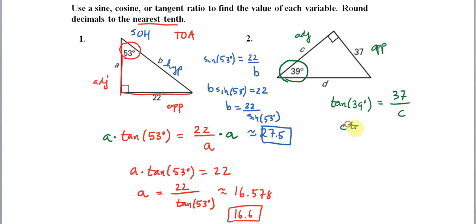Multiply both sides by C, and then divide both sides by the tangent of 39. So 37 divided by the tangent of 39 degrees, and round that final answer to the nearest tenth. That tells us that C is approximately 45.7.